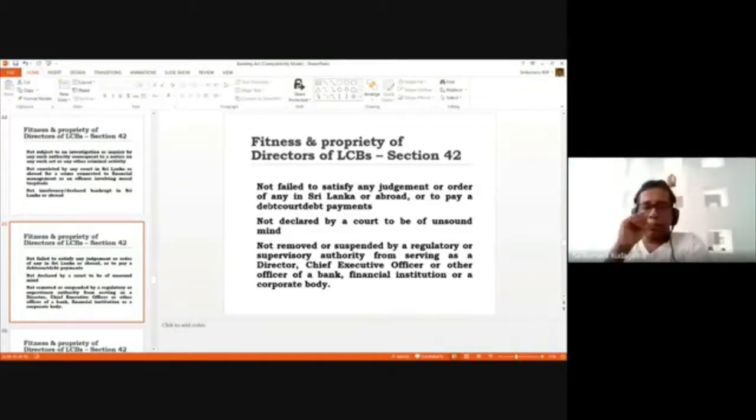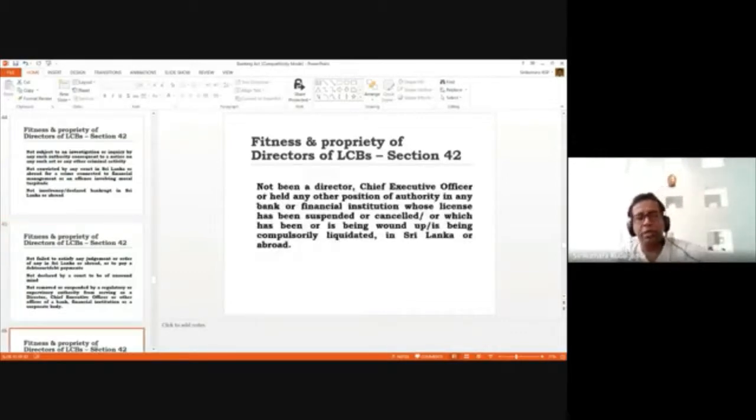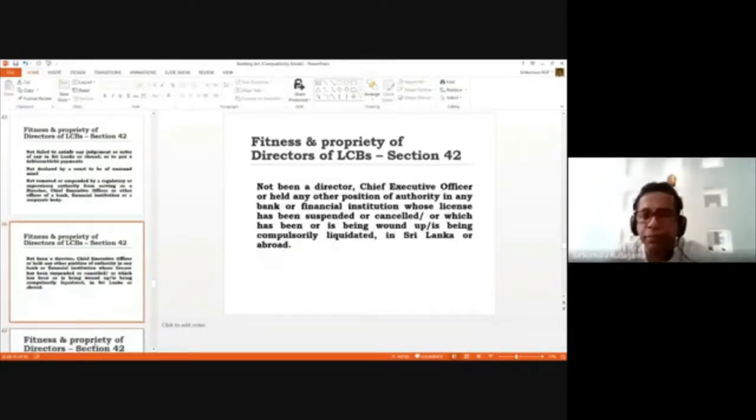Then this one, not removed or suspended by a regulatory or supervisory authority from serving as a director, CEO, or any other officer of a bank, financial institution, or a corporate body. If someone has been removed or suspended by a regulatory or supervisory authority from serving as a director, CEO, or other officer, then that kind of a person is not considered proper to be appointed to financial institutions. A person who has been removed.